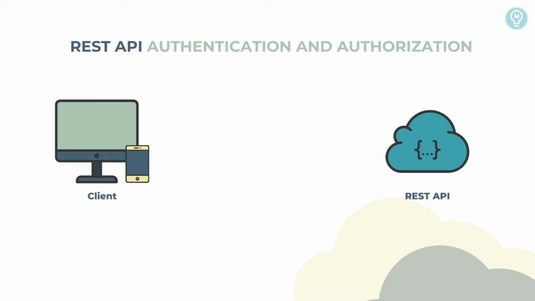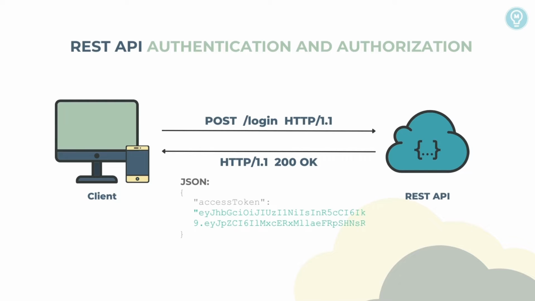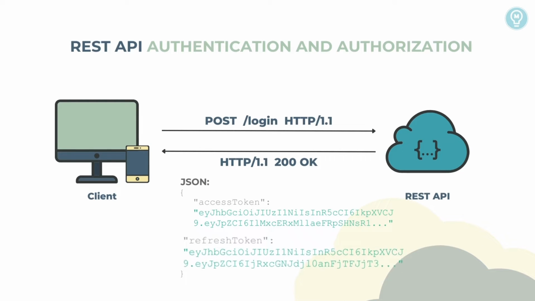To prevent that issue, when the client authenticates by making a request to the login endpoint, the API, in addition to the access token, should send another token called refresh token.